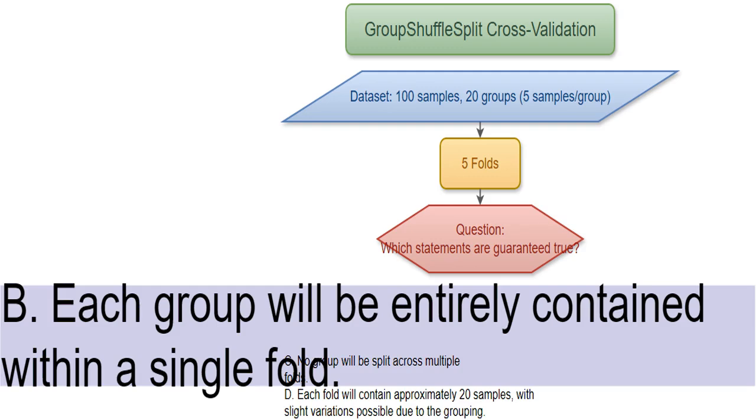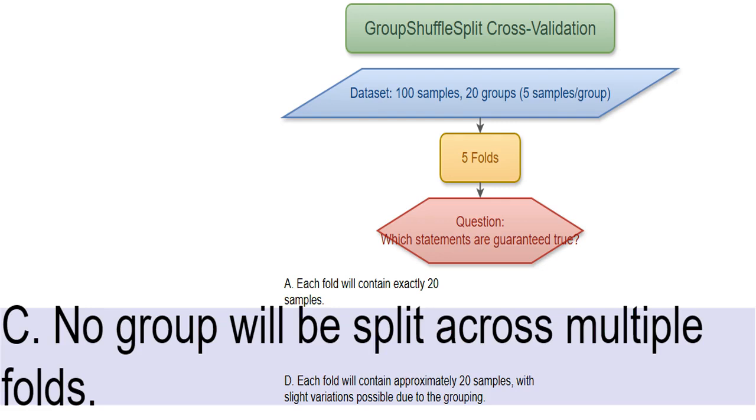This is the core idea behind GroupShuffleSplit. It guarantees that all samples from the same group will always end up in the same fold. This directly follows from statement B. If each group is entirely in one fold, then no group can be split across multiple folds.